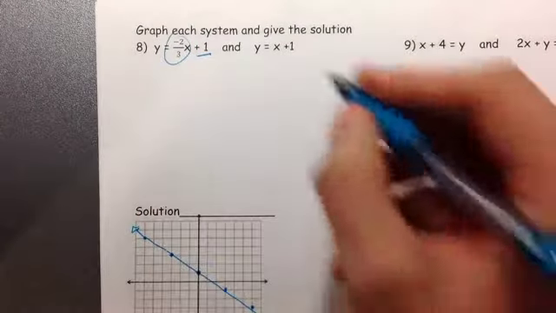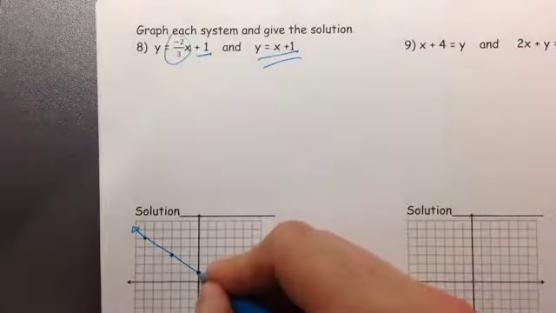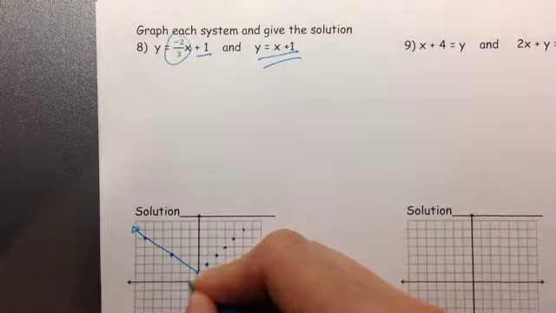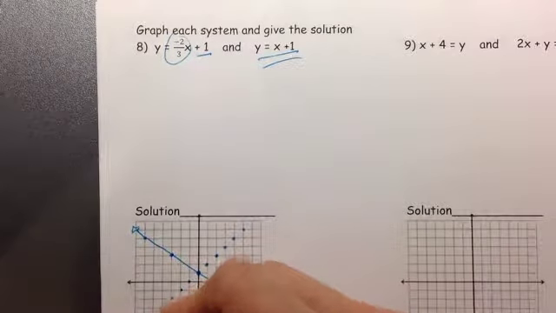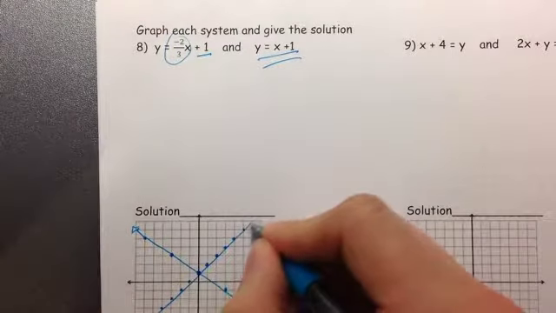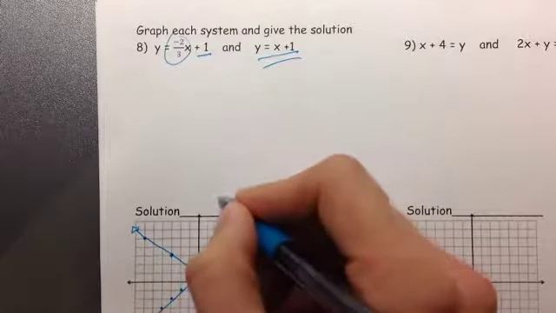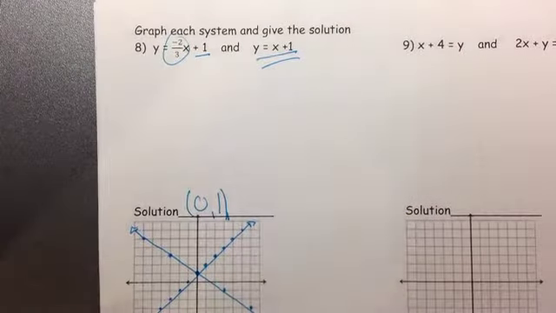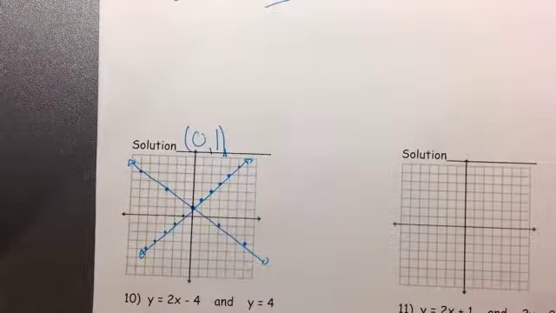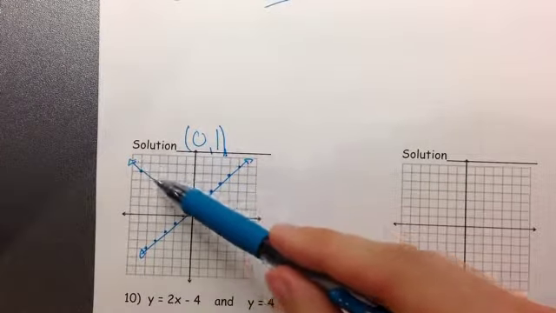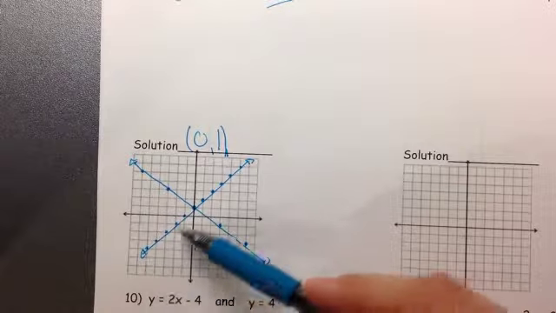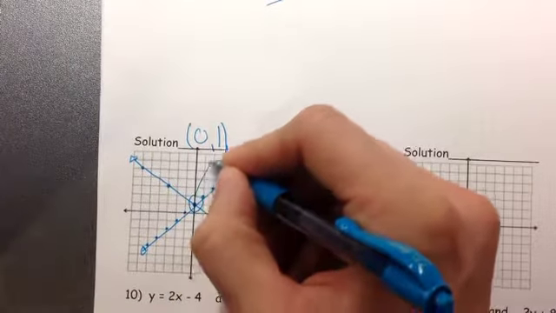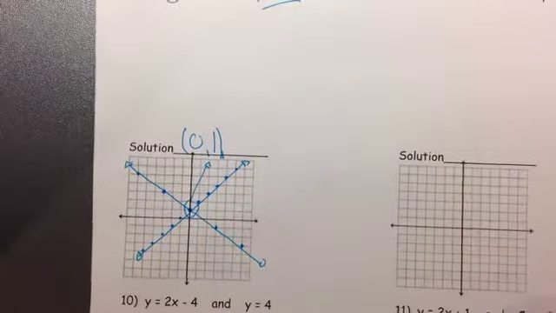We try to do a good job of giving you numbers that cross real nicely. They may cross in a quadrant you don't expect, but they will cross somewhere real nice for this particular test. And you just want to make sure you graph them correctly. So I've got my first one, y equal negative 2 over 3x plus 1. I got my second one, y equal x plus 1. Got those in. They cross right here at 0, 1. And we move on.